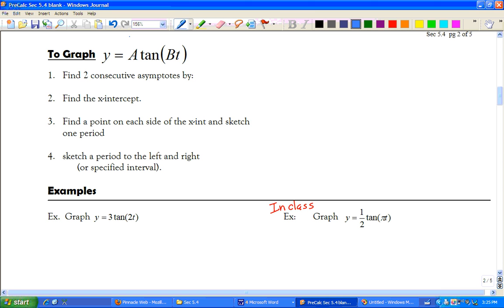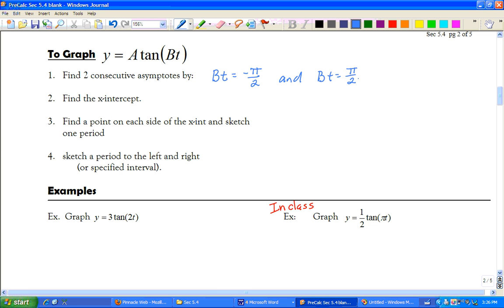Okay, so let's take a look at how to graph the tangent function if we have A values, which again are the vertical stretch or compression, and then the B times T, which is going to affect where your asymptotes are. So here are some hints to how to graph those. First, you want to find two consecutive asymptotes, and there are two formulas that we have. We have B of T is equal to negative pi over 2, and B of T is equal to positive pi over 2. So we find out where those new asymptotes are by the formula.